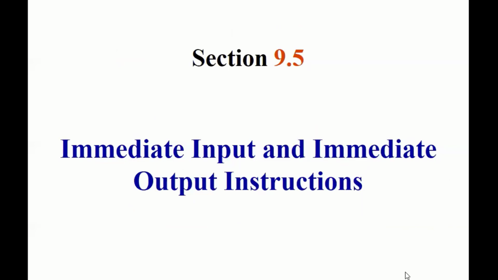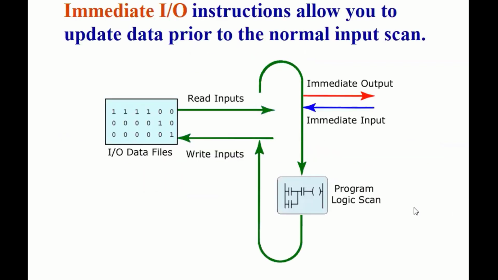It's a good practice. All right, we're leaving MCRs, jump instructions, and subroutines and such, and we're looking at another control type. It's called the immediate input, immediate output instructions. Another instruction that allows you to update data prior to a normal input scan. So you can update data prior to normal input scan.